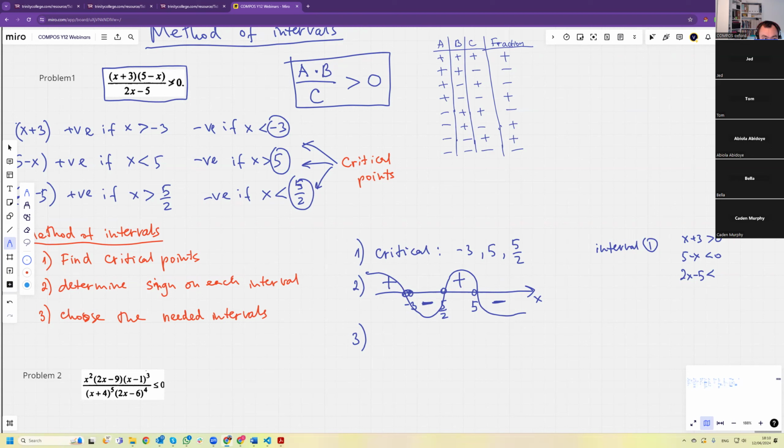So we need the positive ones because we need greater than 0. So we're looking for the positive ones, so we shade them. And we say that x belongs to the interval from -infinity to -3, union from 5/2 to 5. And that is the answer. So x is less than -3, or it is between 5/2 and 5.